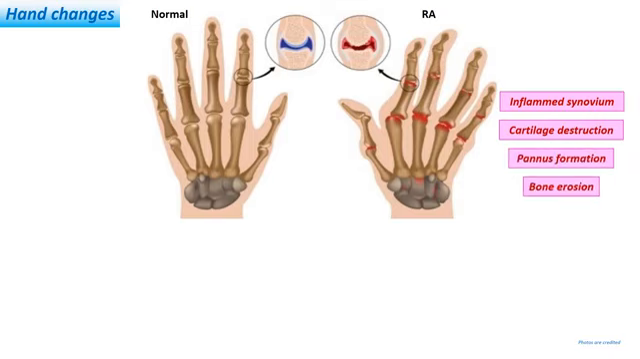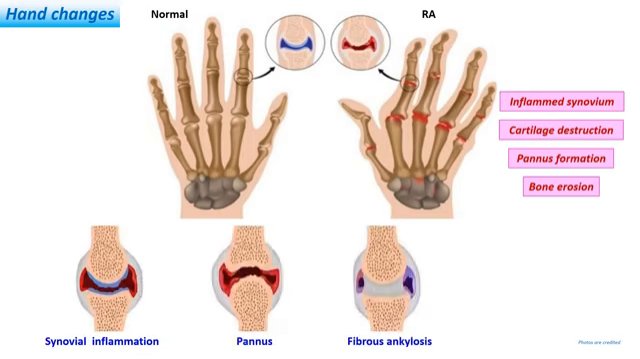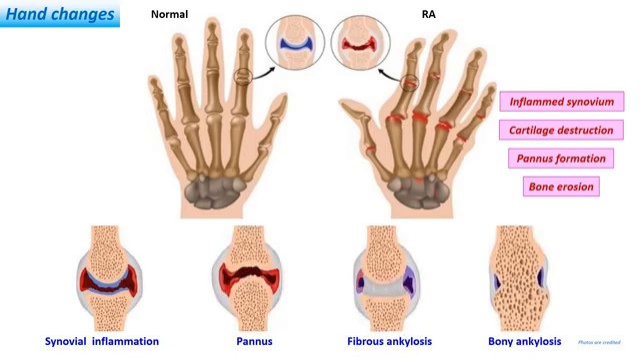If we stage rheumatoid arthritis joint changes, we can stage them in 4 stages: stage 1, synovial inflammation; stage 2, pannus formation; stage 3, fibrous ankylosis; and stage 4, bony ankylosis.